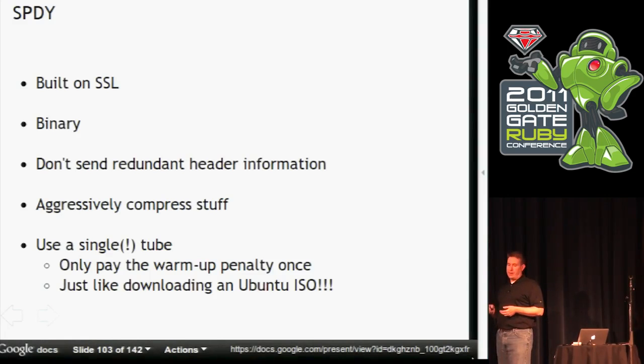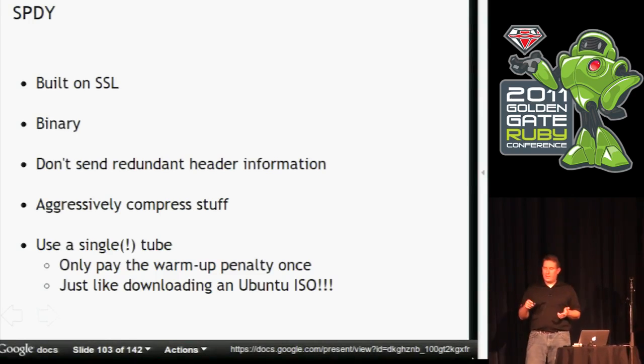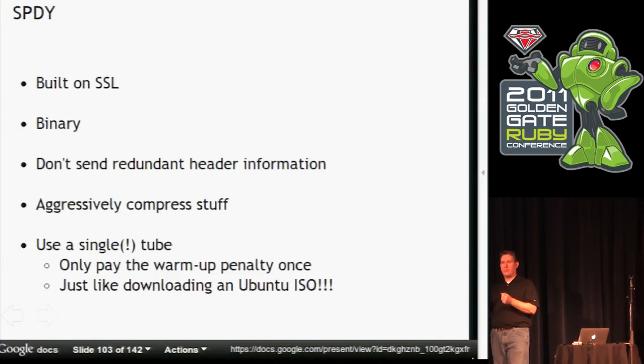We try not to send redundant header information whenever possible. We compress the hell out of things whenever we can, and we only use that single tube for transferring things back and forth. We pay that warm-up fee one time only, and then the tube that we're using for downloading web pages is just like the tube that we're using for downloading the Ubuntu ISO. It's awesome.